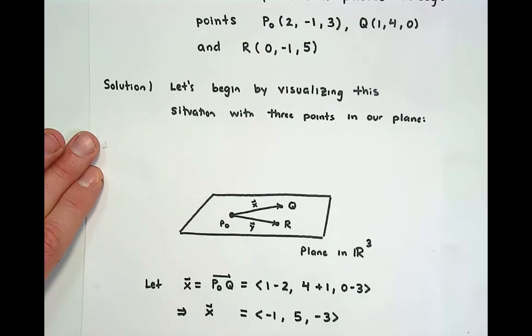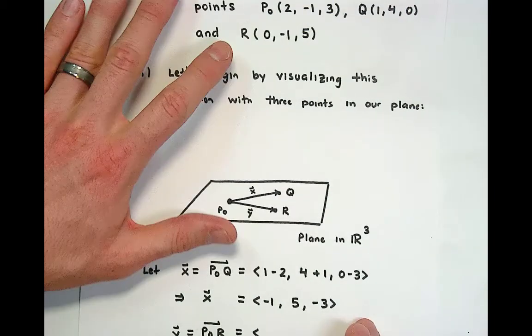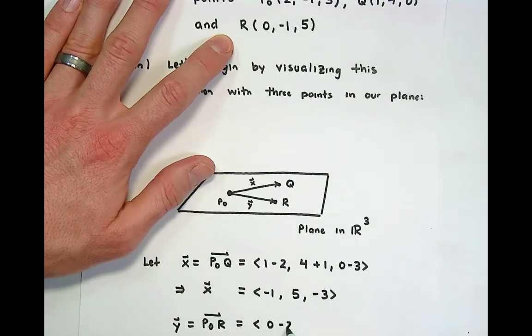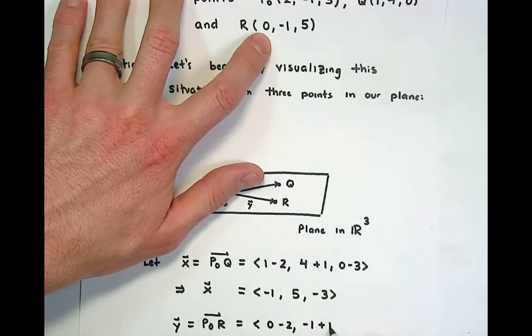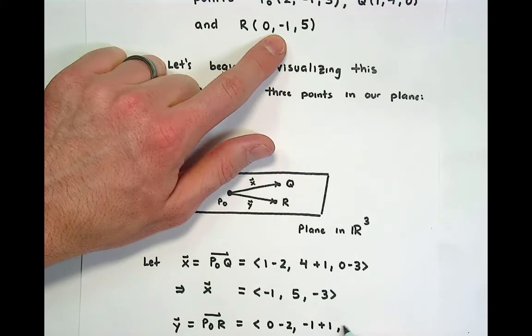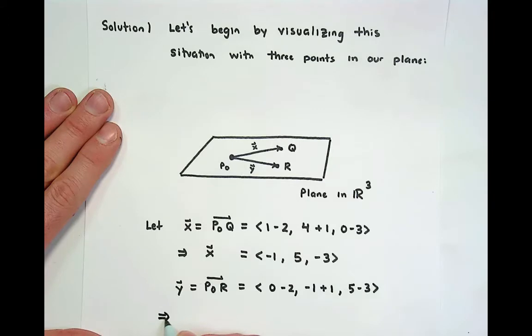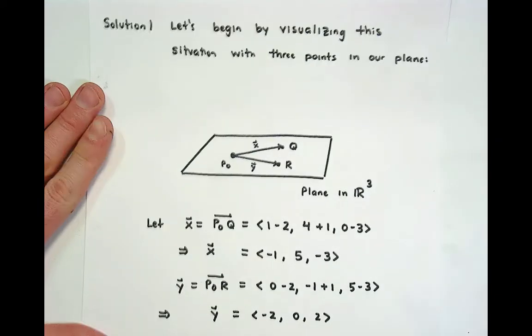And the same thing when we look at y, we'll say that y is the vector from P0 to R, starting at P0 going to R, and given the coordinates up here, we see that this would be 0 minus 2, -1 minus -1, which is of course plus 1, and then 5 minus 3. This ends up with my vector y given by -2, 0, 2.